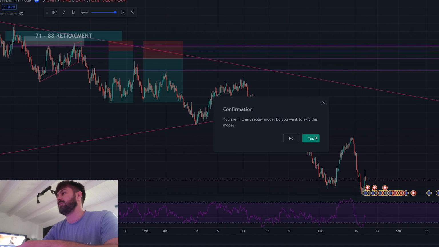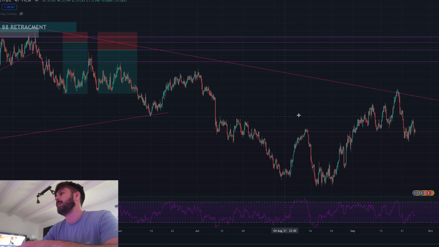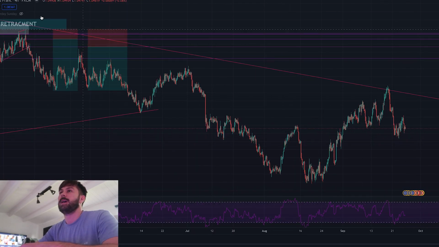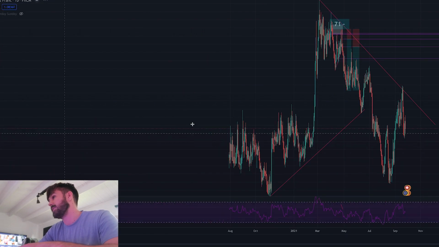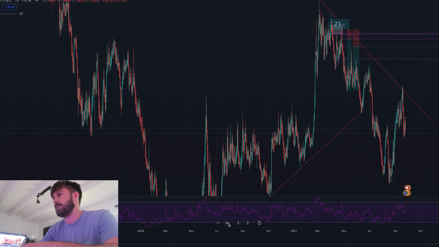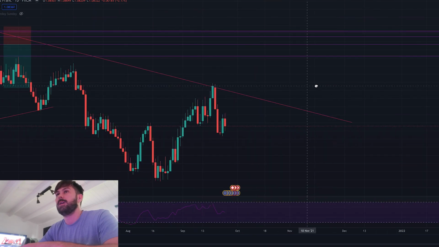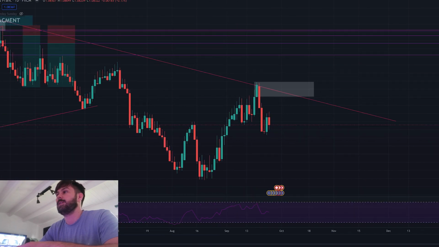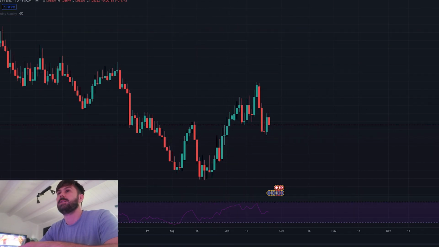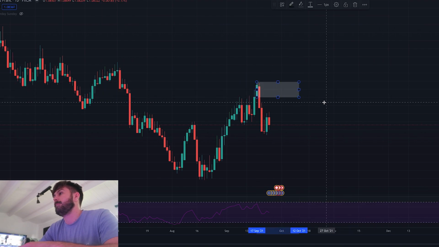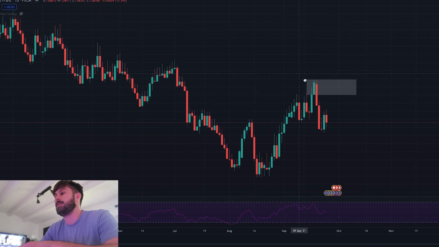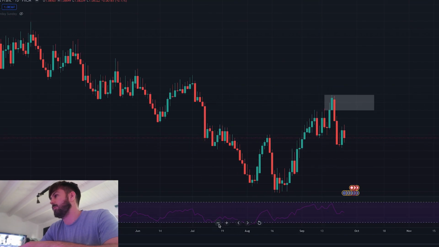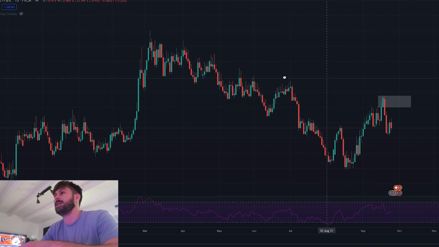Again, click off of this replay mode and see where price is at the moment. And what I'm looking at for this is this daily candle up here. And if you're asking me why, let's just delete everything first and let's just highlight this. So this candle here, why am I looking at that? Well, because of what it did, okay?